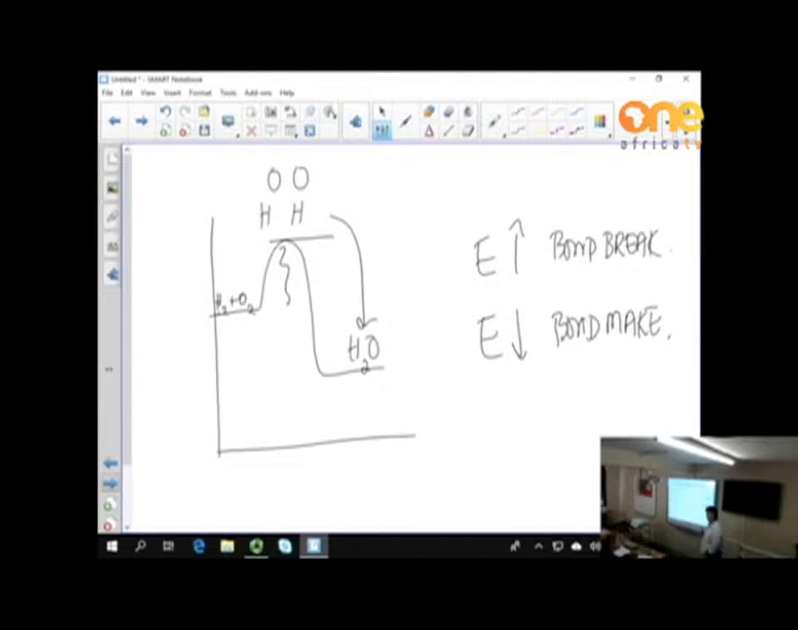The reaction is exo or endothermic depending on how much energy is used for bond breaking and how much energy is given off during bond making. If bond breaking requires more energy than bond making gives, then it's endothermic. If bond making gives off more energy than what is required by bond breaking, then it is an exothermic reaction.